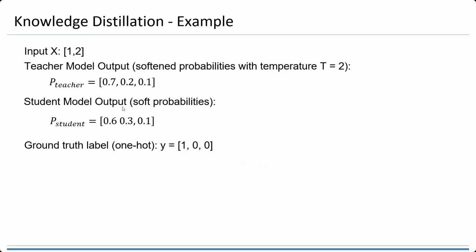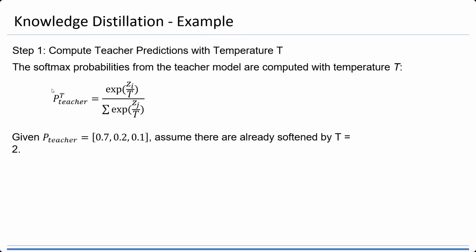Now, after we have the teacher model output, the student model output, the ground truth label, and the input, we can calculate the loss function. First, we need to calculate the teacher prediction. The teacher prediction with the temperature T means we compute the softmax probabilities from the teacher model with the temperature T. We use this formula.